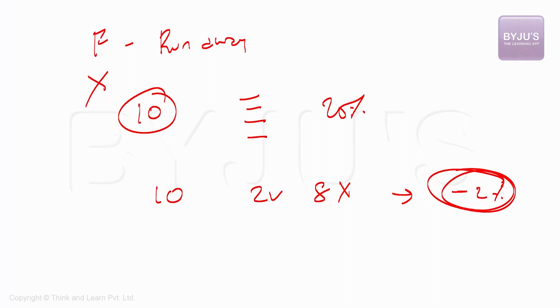So even if one option can be eliminated, then you have a positive chance. But if all 4 are still there, you have negative chance. You're going to get negative marks. Okay.